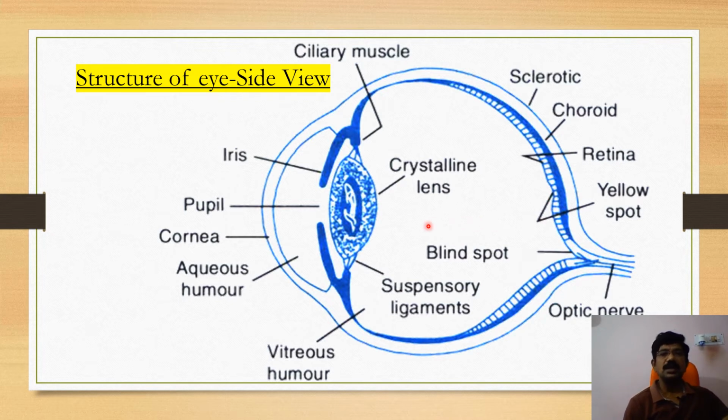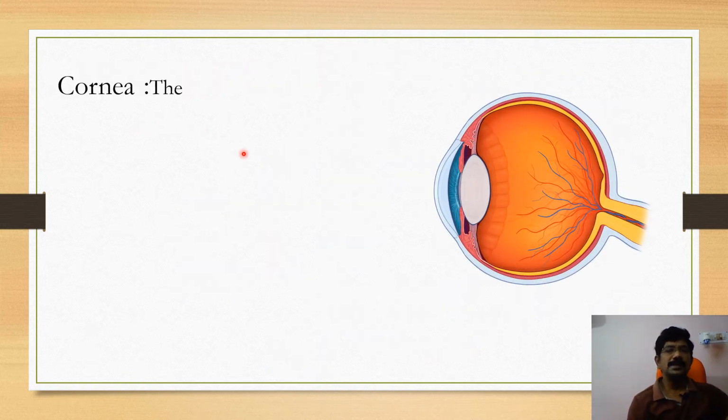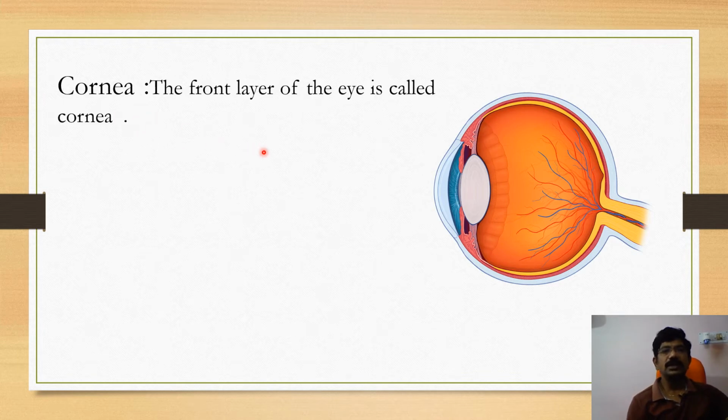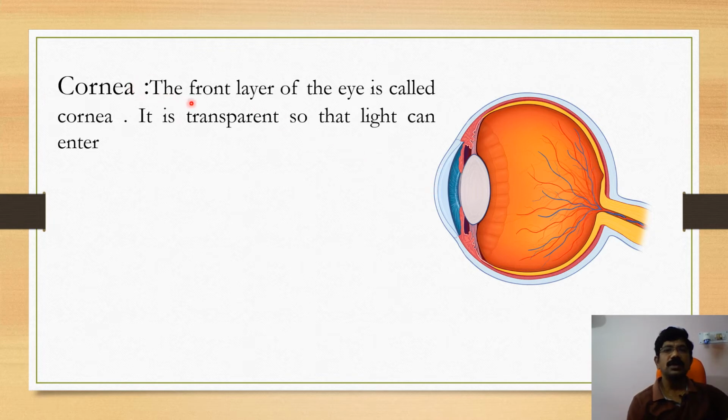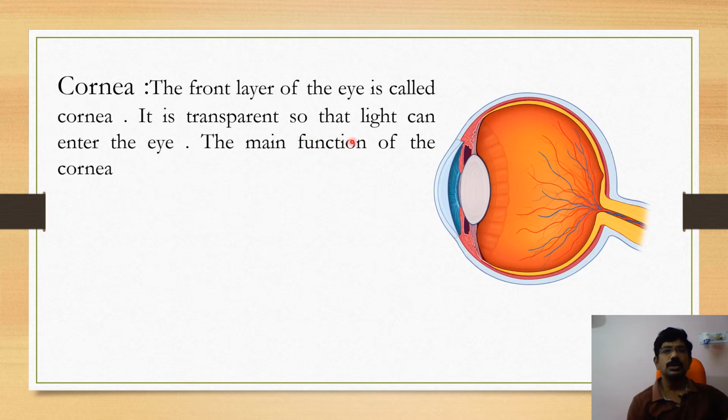Now let us discuss the parts of the eye one by one in detail. See this one. The bulged curved part is known as cornea. The front layer of the eye is called cornea. It is transparent so that light can enter the eye. Light enters into the eye through the cornea.